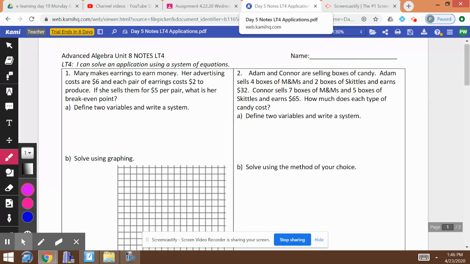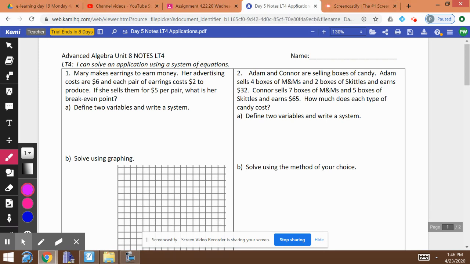Like if we look at number 1 here, we've got Mary. She is making earrings to earn money. Her advertising costs are $6, and each pair of earrings costs $2 to produce. If she sells them for $5 per pair, what is her break-even point?